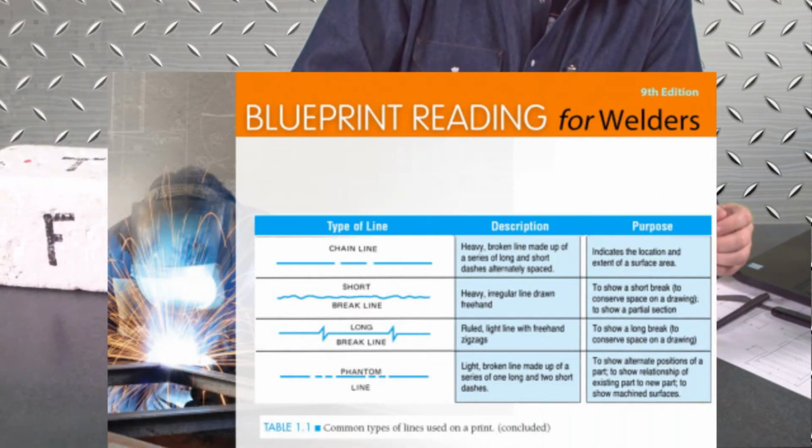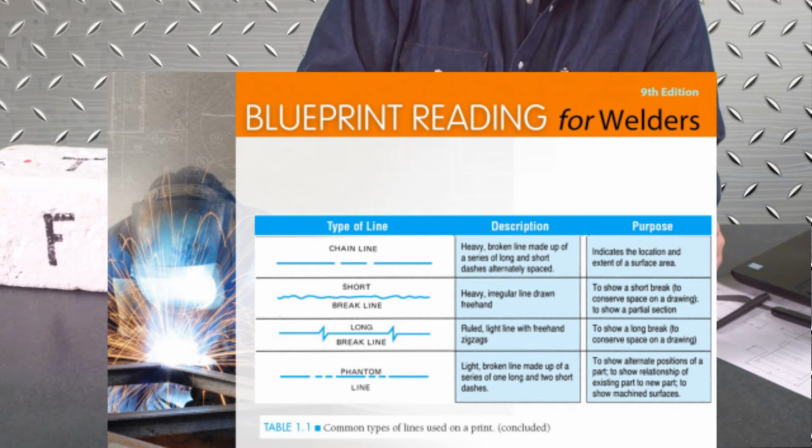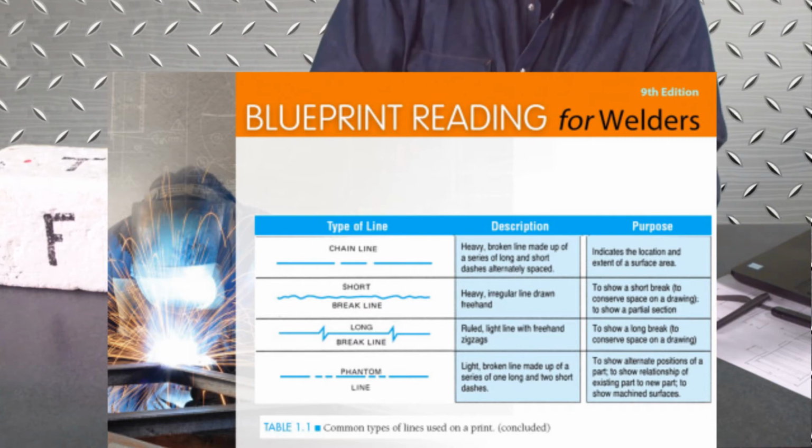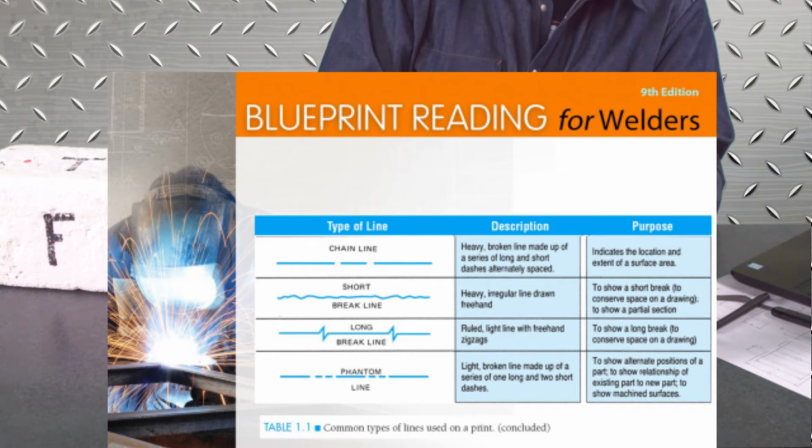A long break is a ruled light line with freehand zigzags, and this will show a long break to conserve space on a drawing. Long breaks are more used in something like a series of pipe construction. If you were just welding fittings onto a print, you don't need 40 feet of pipe shown in a drawing. You only need the end flanges on each side of the pipe. So to save space, they'll put a long break in there to make the print fit the piece of paper.